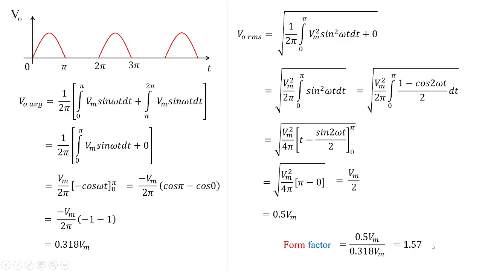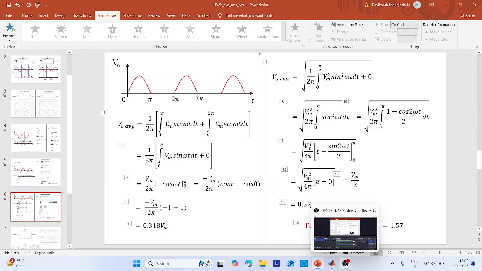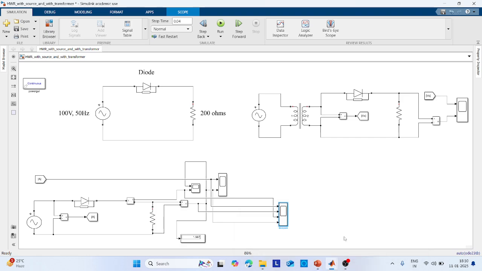So let us go with the MATLAB approach and check whether we are getting the same form factor or not. I'm going with this MATLAB approach. You can see here 100 volts 50 hertz as input supply given to a diode of 200 ohms. In order to obtain the waveforms, I have connected the scopes here. You can see there is a scope where this source, this diode, this resistor are connected in series only.